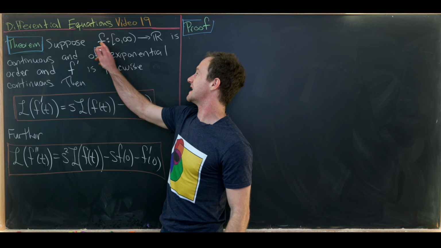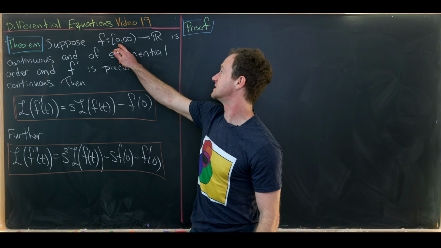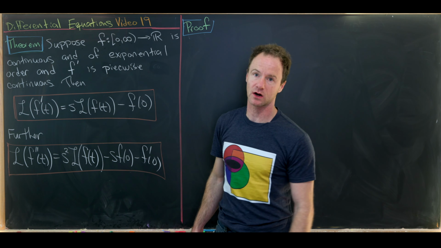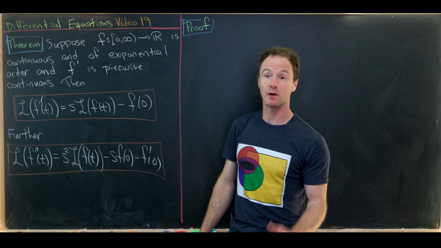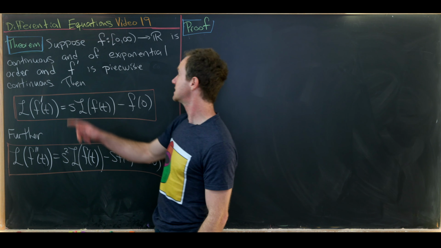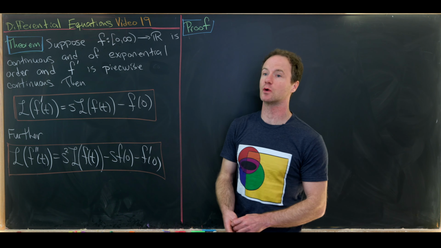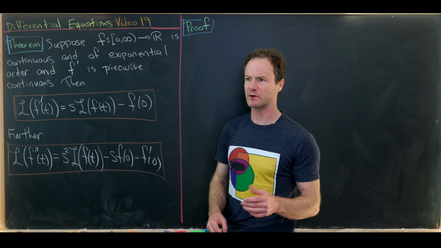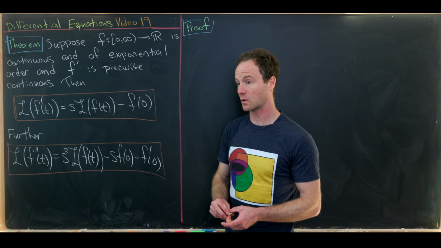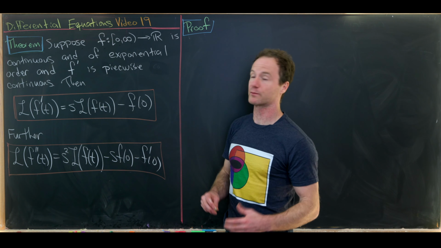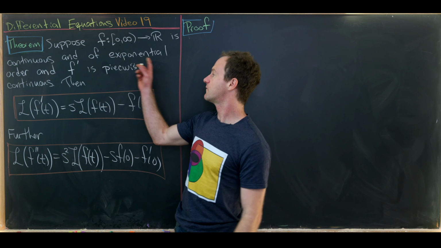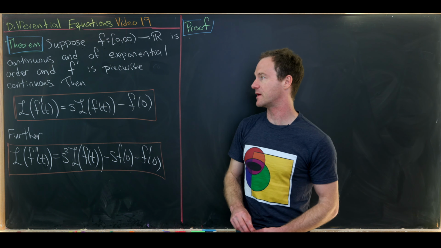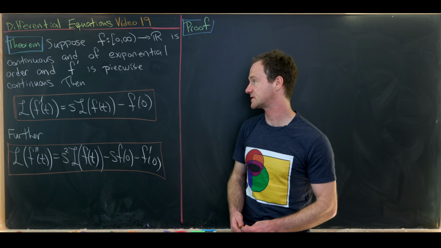So we'll suppose that f is a function from 0 to infinity to R. So in other words, the closed interval 0 to infinity. And we'll also suppose it's continuous and of exponential order. So I haven't defined what it means for a function to be of exponential order, but while we're proving this theorem, I'll point out what that means. Furthermore, let's assume that f prime is piecewise continuous.